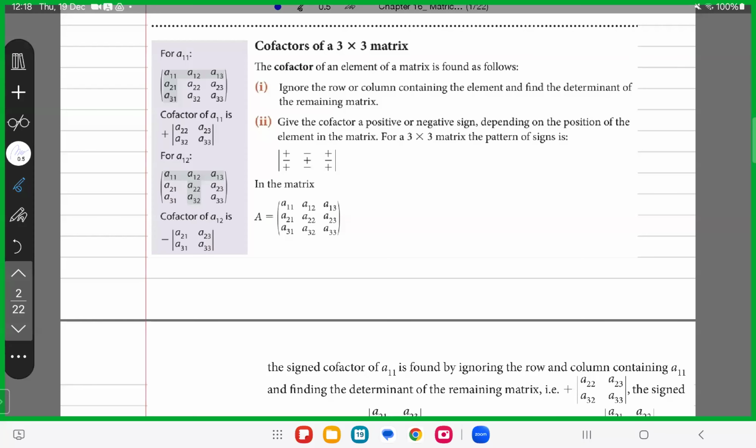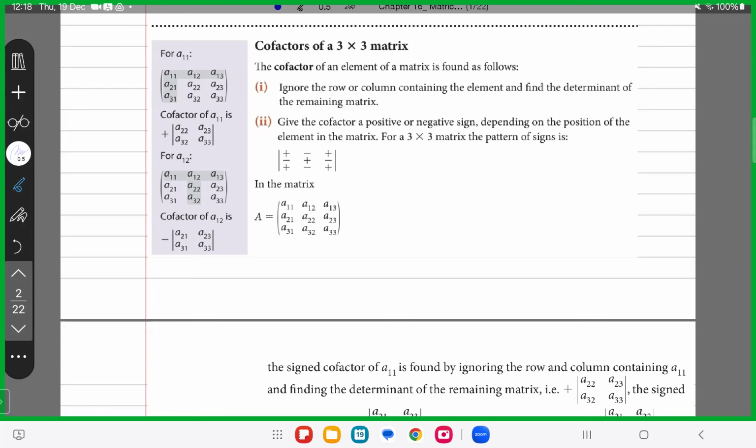So next thing we're going to look at is cofactors of a 3x3 matrix. This says the cofactor of an element of a matrix is found as follows. We would ignore the row or column containing the element and find the determinant of the remaining elements. So that is how every element in a matrix has a cofactor.